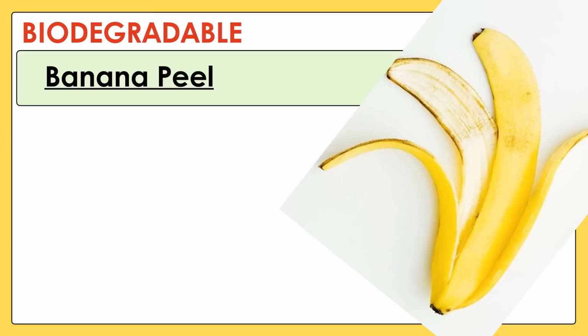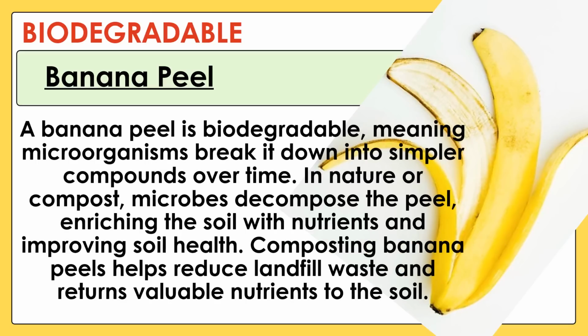The second one is banana peel. A banana peel is biodegradable, meaning microorganisms break it down into simpler compounds over time. In nature or compost, microbes decompose the peel, enriching the soil with nutrients and improving soil health. Composting banana peels helps reduce landfill waste and returns valuable nutrients to the soil.